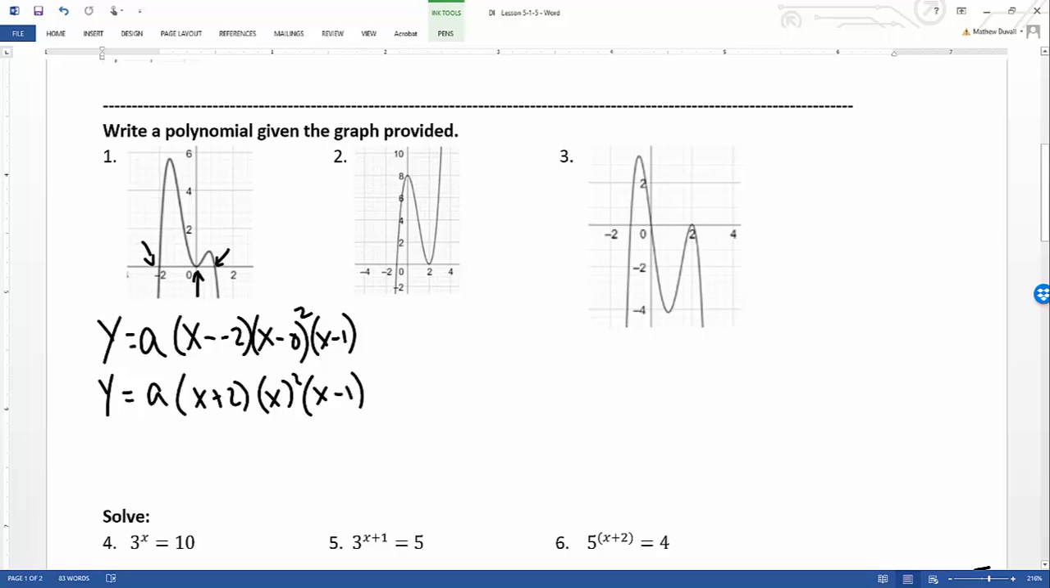Now I need to find what a is. And the way that we find a is we pick another point on the graph. Now the only other point on this graph that's nice and available for us is going to be this one right here, which is negative 1, 4. So I'm going to plug in negative 1 for my x and 4 for my y.